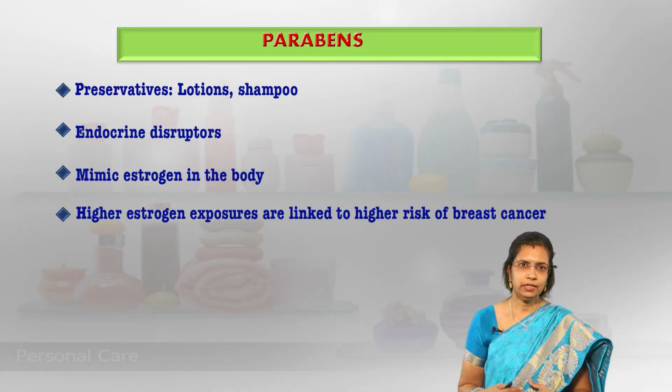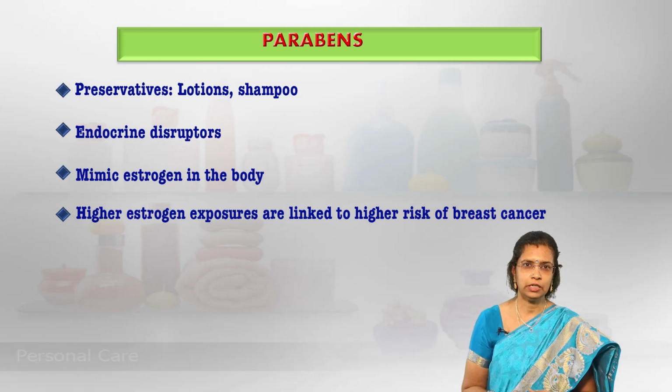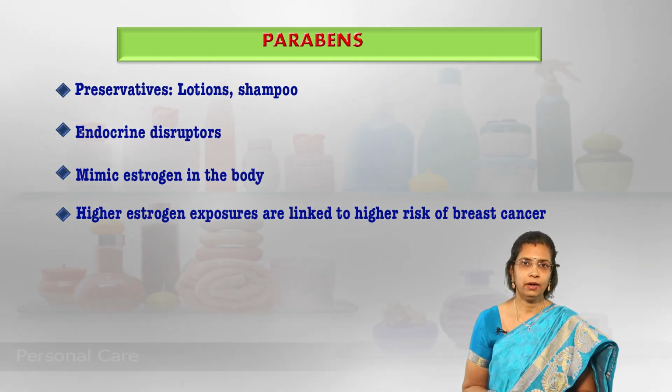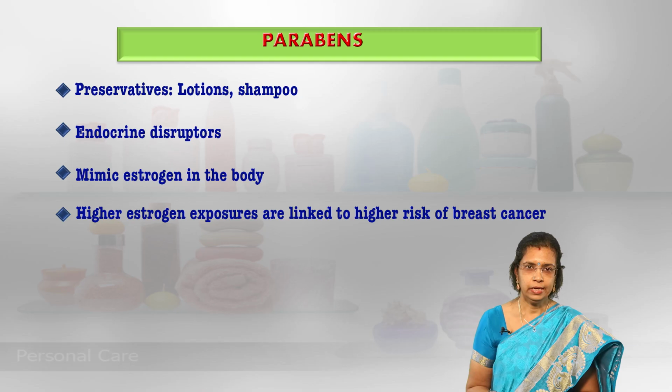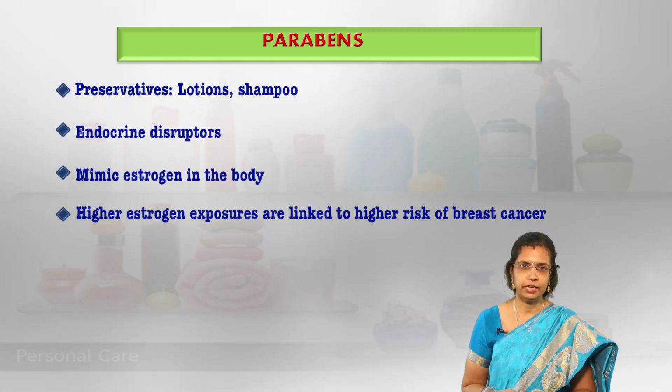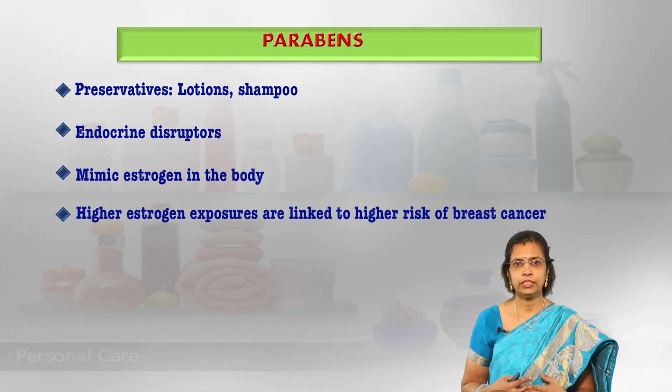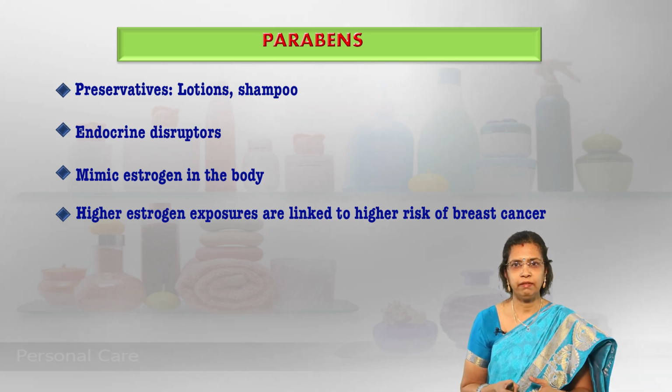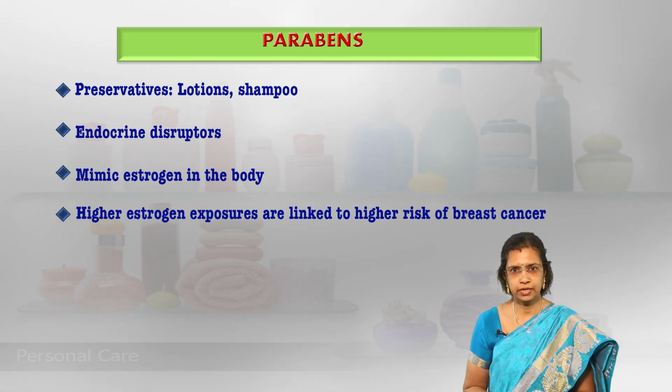Parabens. So, these are extensively used as preservatives in the lotions and in the shampoo. They are nothing but endocrine disruptors, and let me tell you that these can mimic the estrogen in the body. Higher estrogen exposures, these again are linked to the higher risk of breast cancer.